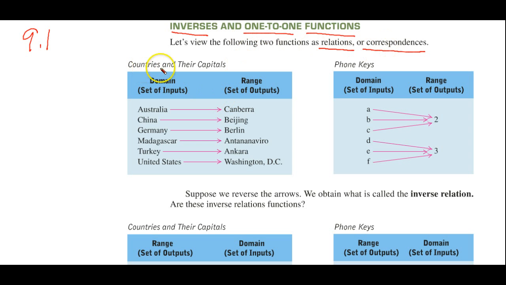So here we have countries and their capitals. These are the list of countries. That is your set of inputs. This would be your X items. Then the range, which would be Y items, which are your outputs. And notice there's a one-to-one relationship or correspondence. So this is a function.